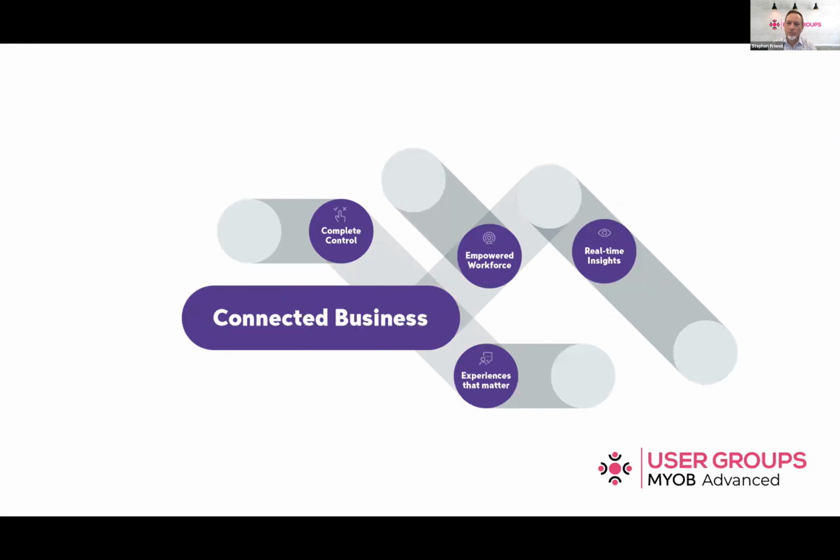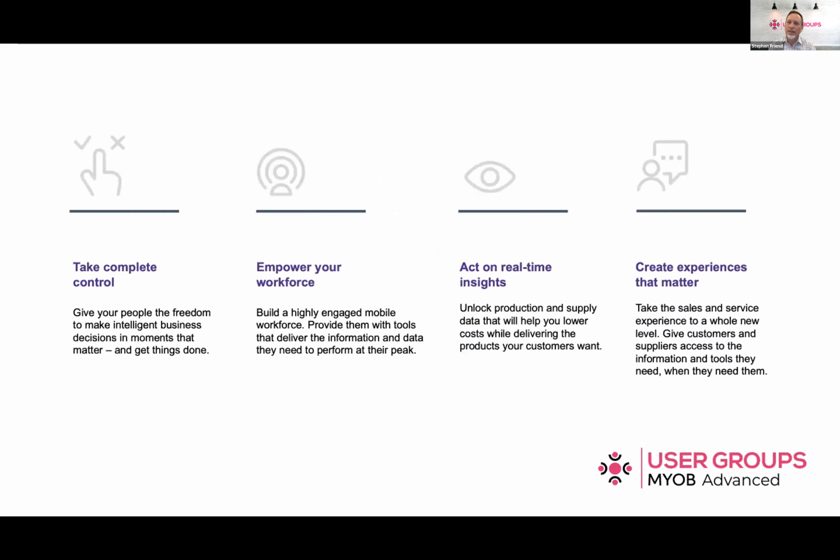And in terms of the connected business, we talk to four main pillars: complete control, the empowered workforce, real-time insights, and experiences that matter. In our last user groups, we actually talked to the theme of experiences that matter. And in this one, we're talking to this theme of complete control.